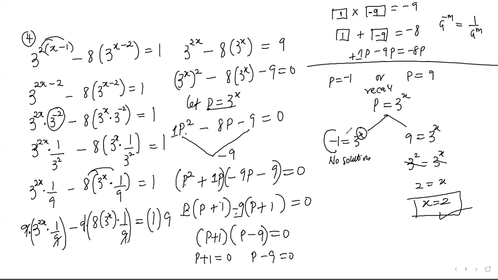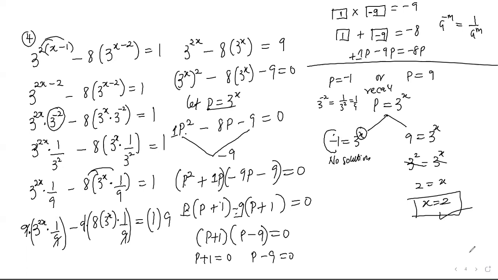If x is positive, it will be positive. If x is negative here, you still have a positive result. Like when x is negative, like minus 2, you still have 1 over 3 squared. That is 1 over 9. It will never give you a negative result. So this is no solution.